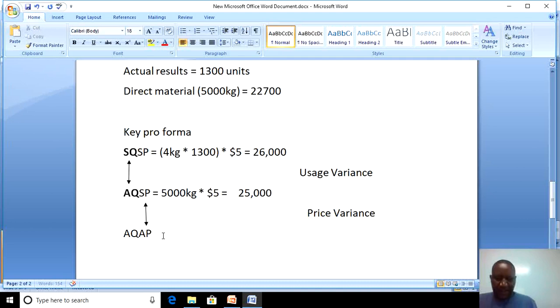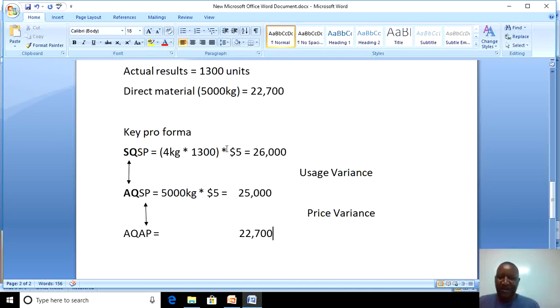And then lastly there, actual quantity multiplied by actual price. Now we are told that the actual quantity that was used was that, and the total cost was 22,700. So there the cost is already given, so just tap it in. That's 22,700. That's quite easy.